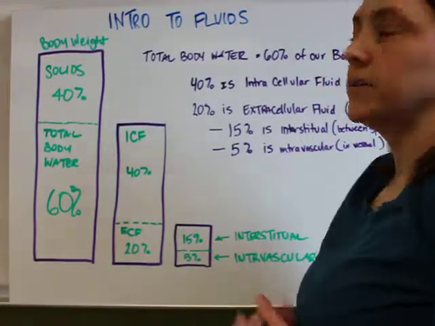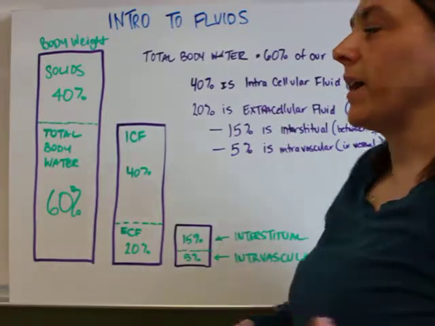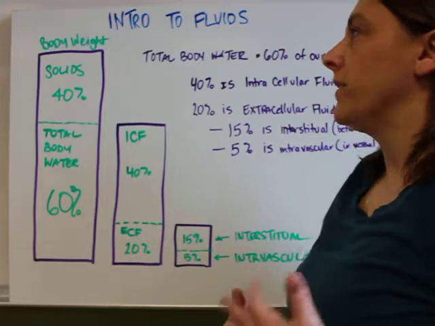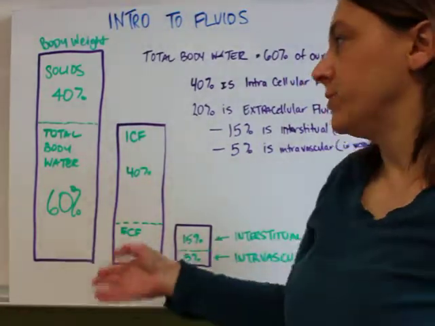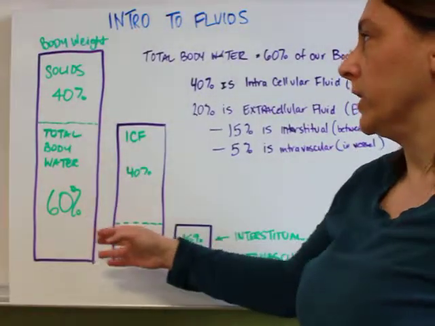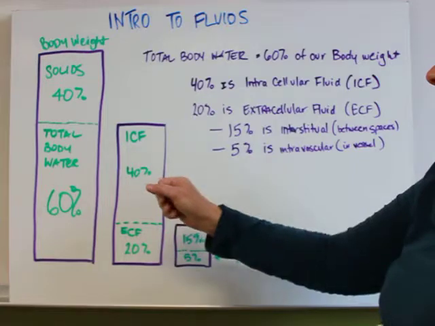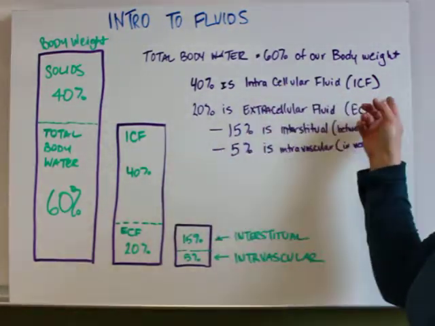Okay, let's talk about an introduction to fluids. So when we think of our body and our body weight, we need to remember that 40% of our body weight is actually solids. The other 60% is our total body water. Out of that 60%, 40% is intracellular fluid.